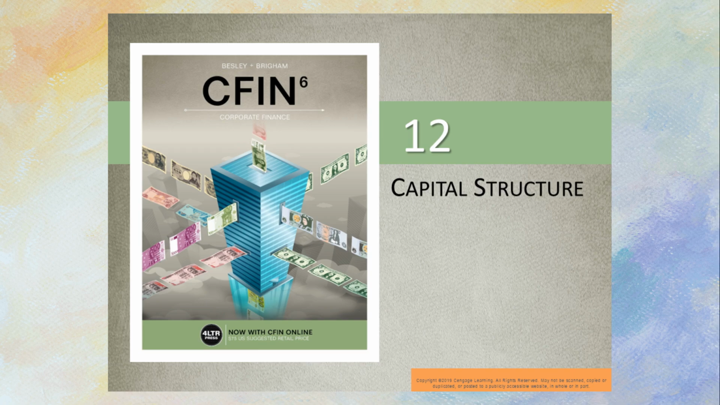The adventure continues with Chapter 12, Capital Structure. This topic gets right to the heart of how firms balance their debt and their equity when financing their operations and investments. Think of it like balancing on a tightrope. Too much debt and you risk a fall. Too little and you may miss out on returns. Let's examine what this balancing act really involves.